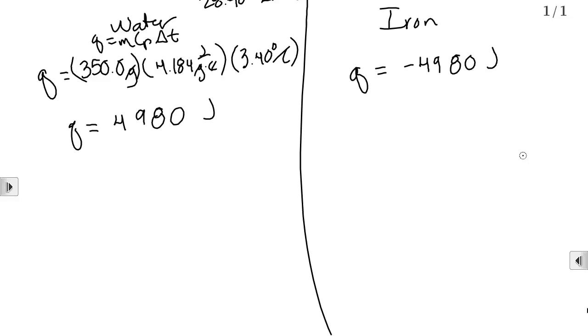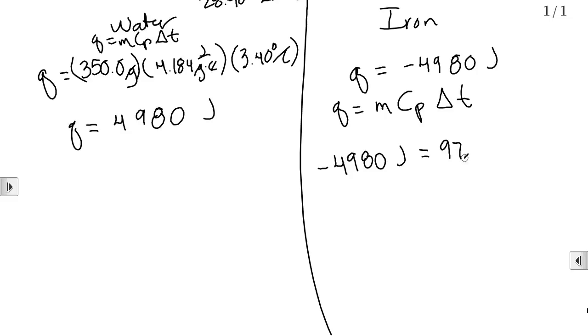It asks me to solve for the specific heat capacity of iron. So let's think about our formula. Q, specific heat, and delta T. Q is negative 4,980 joules. The mass of the iron, was it 97 grams? All right, so 97 grams. And then the specific heat of water is, I don't know. And the delta T is pretty high.